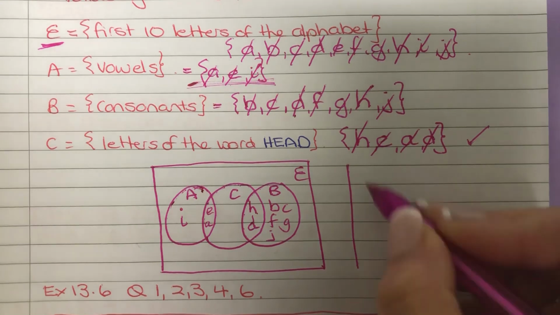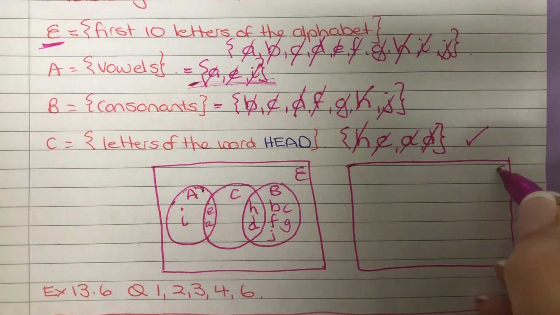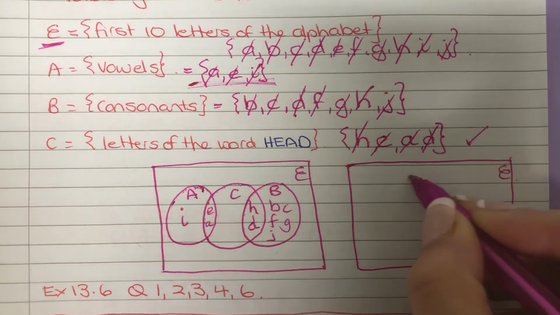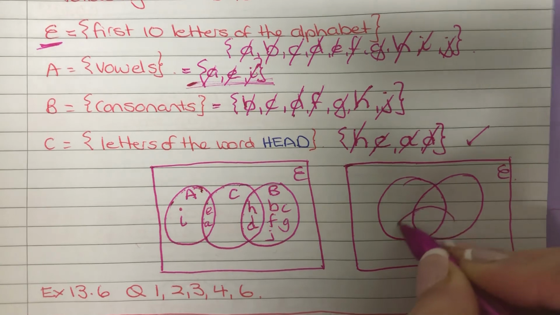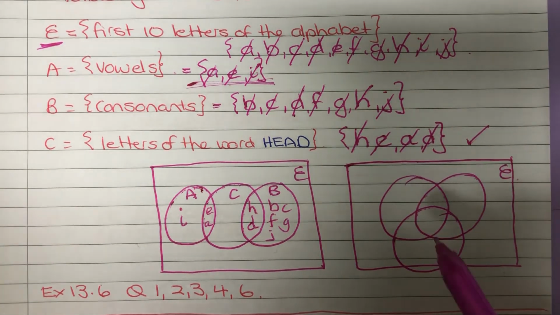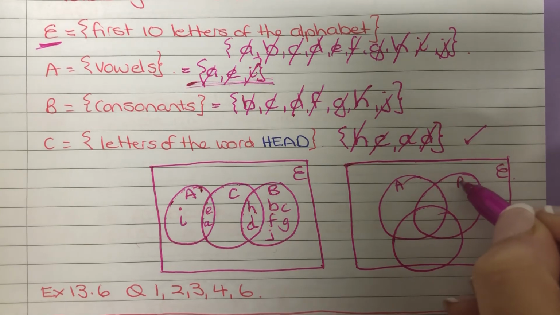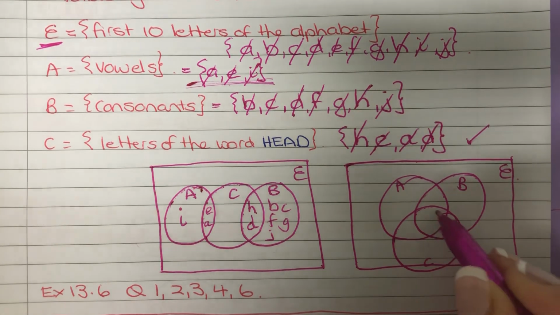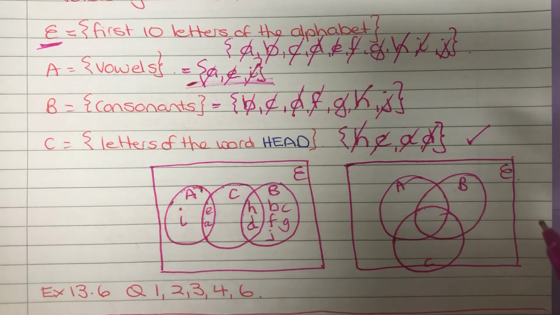I'm going to show you quickly the other way to do it if you don't want to think about whether there's an overlap to begin with. So you can draw your circles like this and just have a think, what would this mean? If this was A and B and C, what would this bit be? It would be things that are in A and B and C.